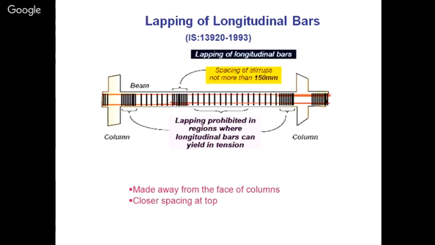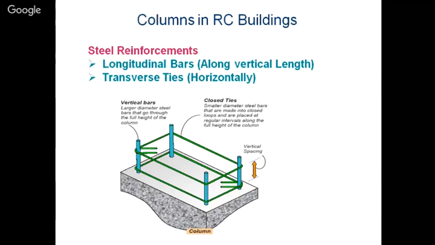Lapping prohibited in regions where longitudinal bars can yield in tension. This is the reason, because this is the part above the beam column joint, or by the side of the beam column joint, where the maximum displacement is there, maximum forces are there, and the maximum probable opening of the stirrups is there. So we can't allow the lapping in these zones, because the reinforcement will open up, and we don't have more confinement. The confinement is lost, and the complete column can have a failure.